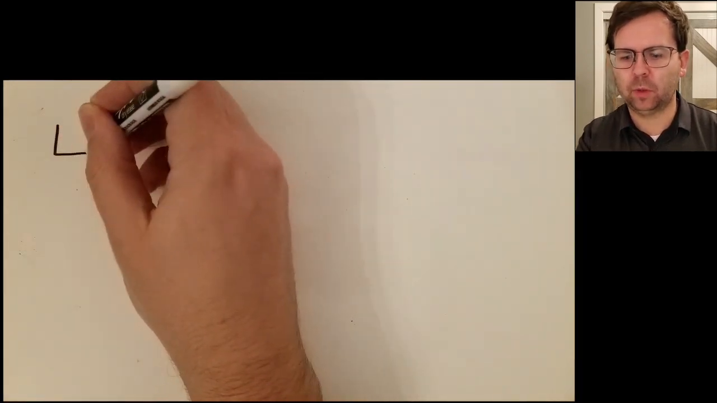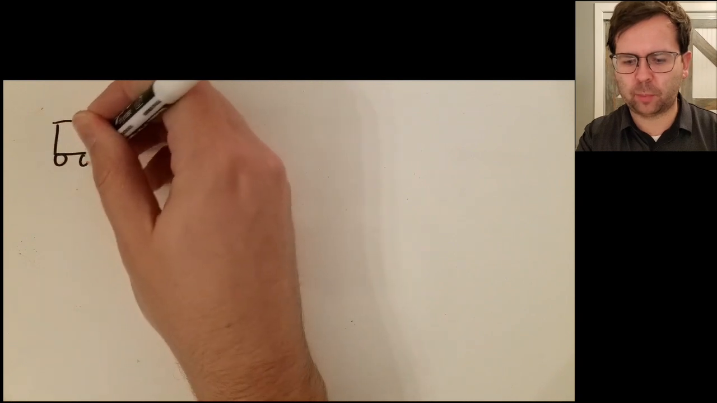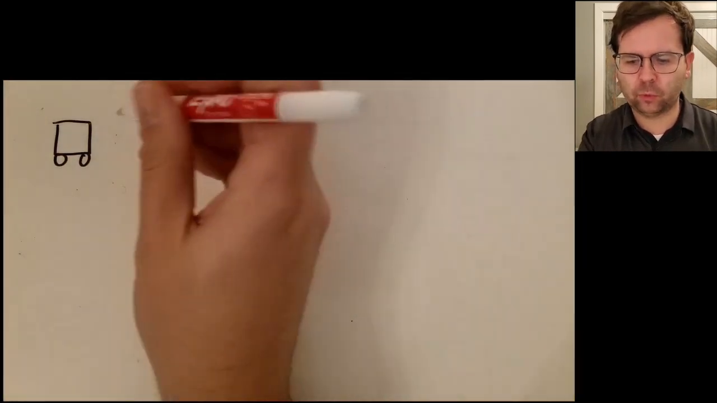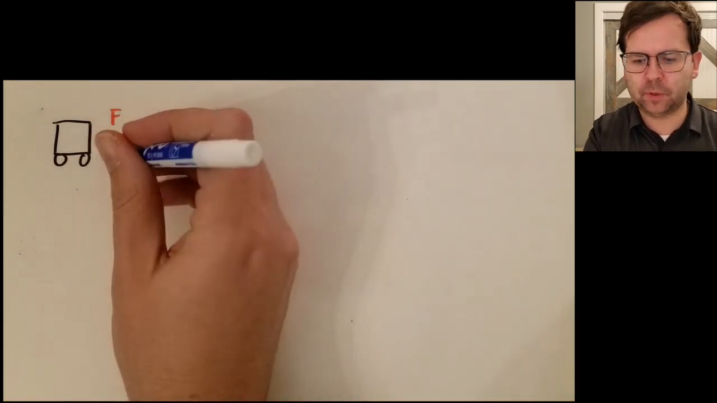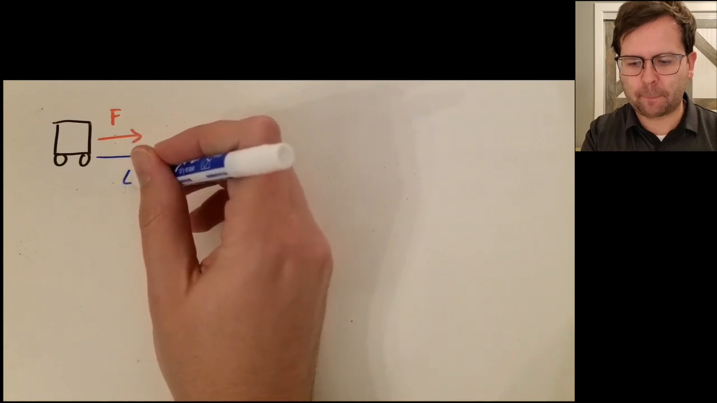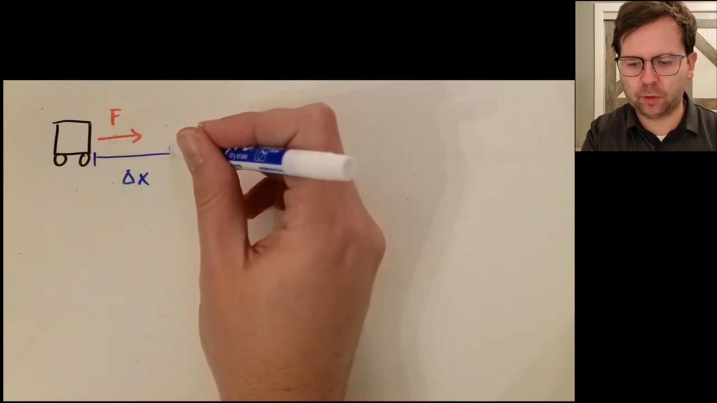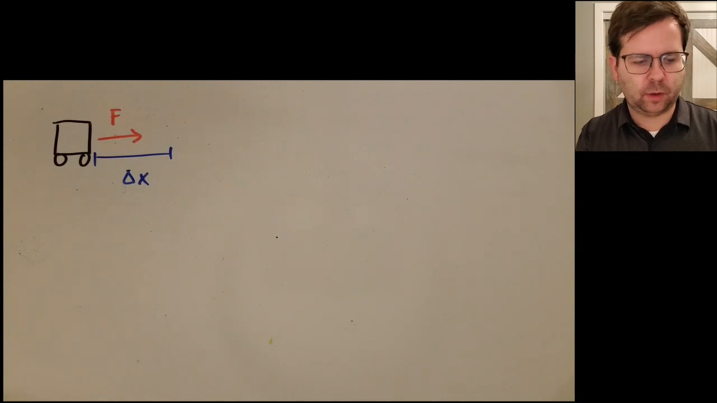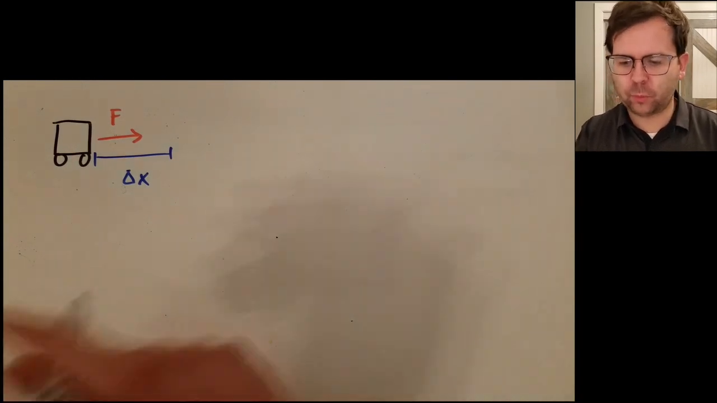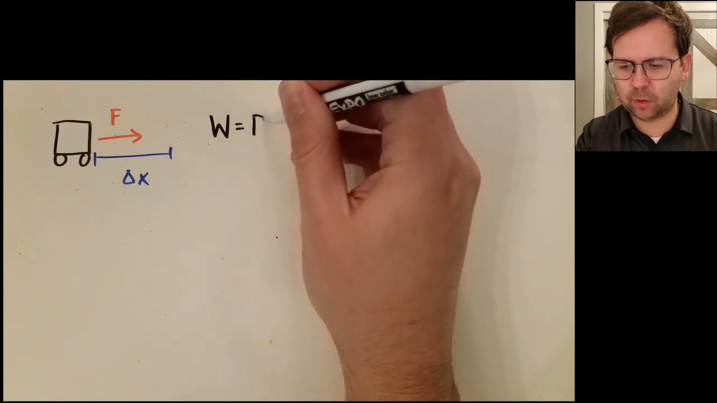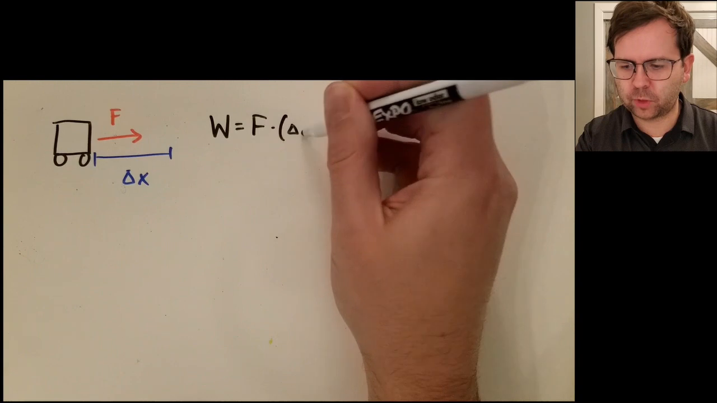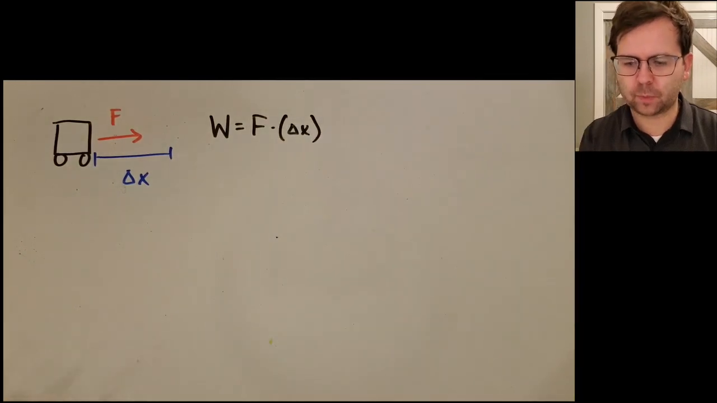So let's say we have a shopping cart. That's an easy example, where we push on the shopping cart with some force, and that shopping cart moves some distance, let's say. So it goes from here to here. Because of the force that we apply over a distance, we have done work on the shopping cart equal to force times the distance.